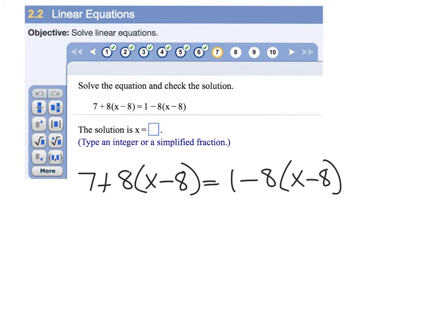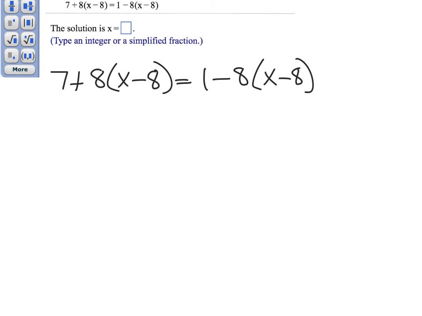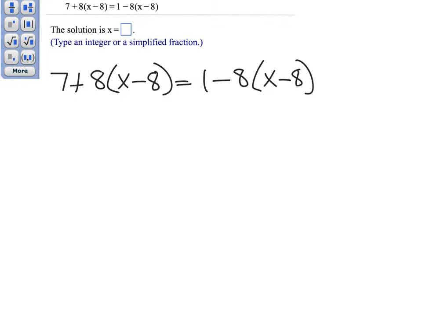All right, so we're going to solve this equation. Now you'll notice we've got variables on both sides, and you'll also notice we've got the distributive property twice. And so it's just a long problem. It's not complicated, it's just long.